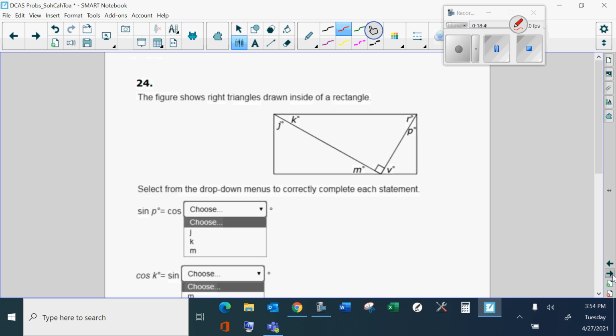Okay, right here now. The figure shows right triangles drawn on the inside of a rectangle. That means there's 3 similar triangles. They're all right triangles, so they're similar.